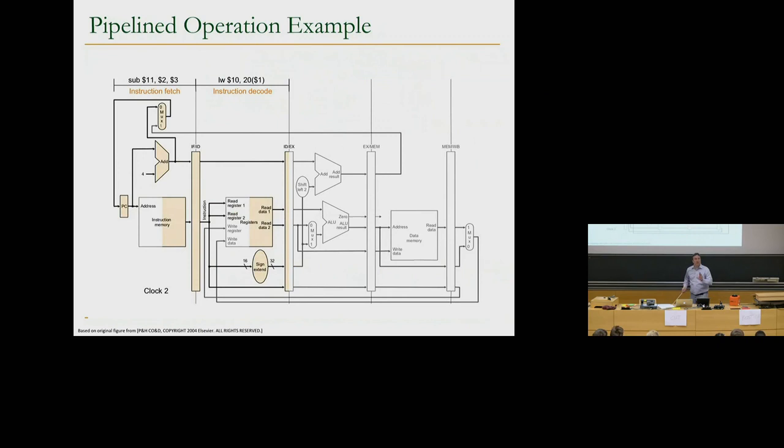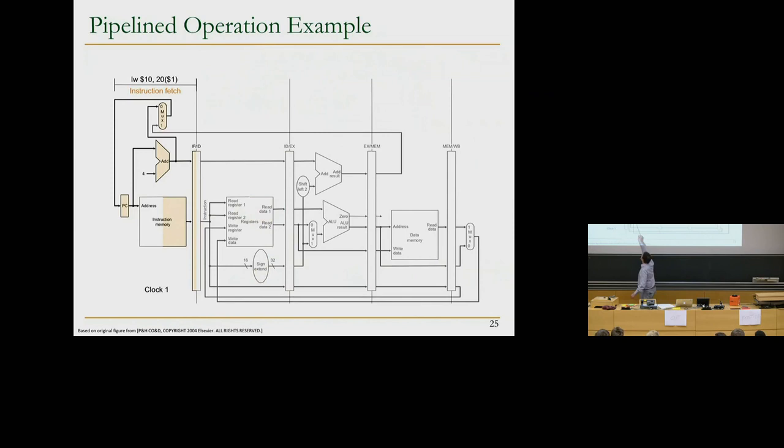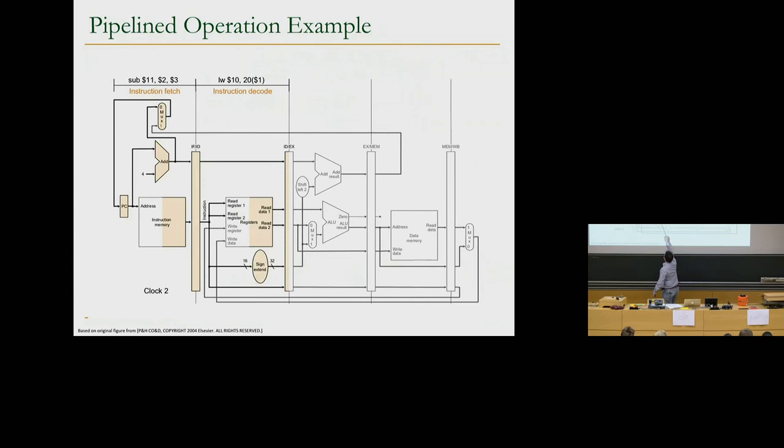And now, here we have the second one. Now look at this. I have two instructions. First, I'm executing this instruction. I am using register one, the content of register one, I add an offset of 20, and whatever is there in memory at that address will be loaded into register number 10. That's instruction number one, because that's what the compiler gave me. And now, once this instruction starts going, I have another one, which takes the content of register two and register three, subtracts them, and writes the result back to register 11.